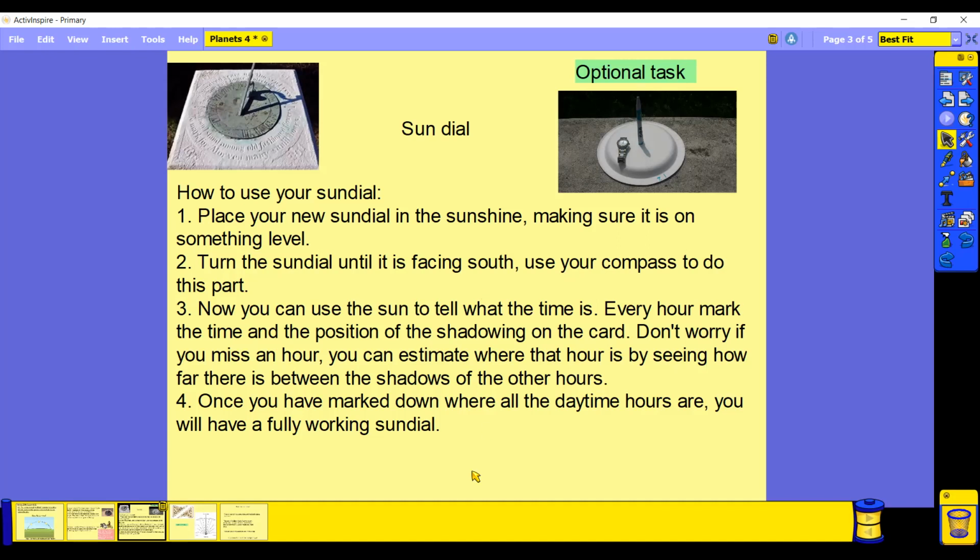Once you've marked down where all of the daytime hours are, you will have a fully working sundial and you can use it again to tell the time. So I just want to reiterate that it is an optional task, but if you do it, that's fabulous. Just send me in some pictures.